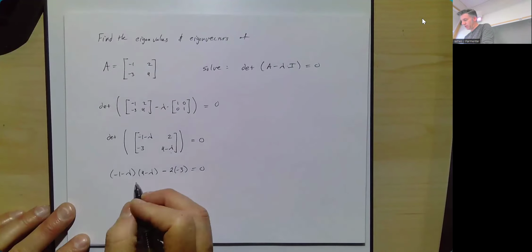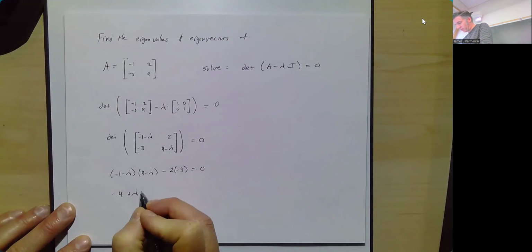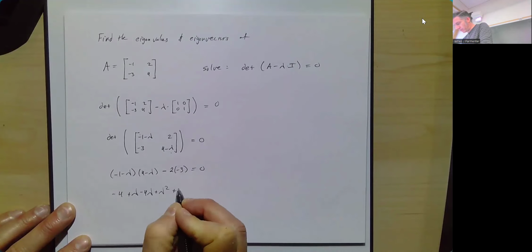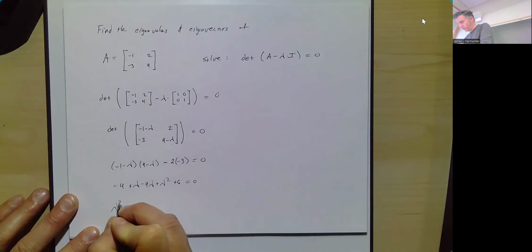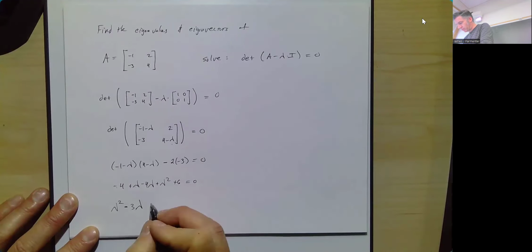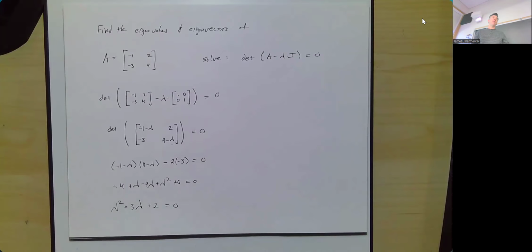So let's see. Okay. Yeah, -1 times 4, -4, plus lambda minus 4 lambda plus lambda squared plus 6 equals 0. Rewrite this in the usual way. Lambda squared first. -4 lambda plus lambda is -3 lambda. And -4 plus 6 is +2. Many times this will factor. Many times this will not factor.